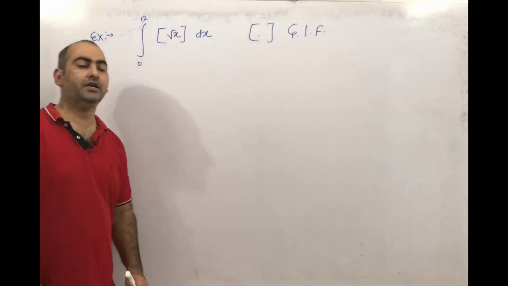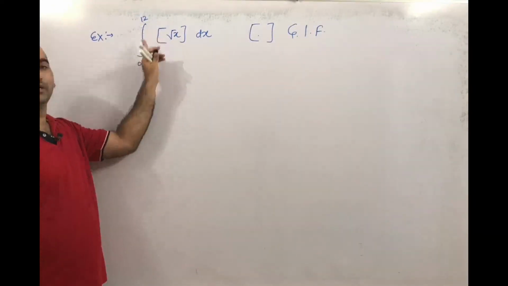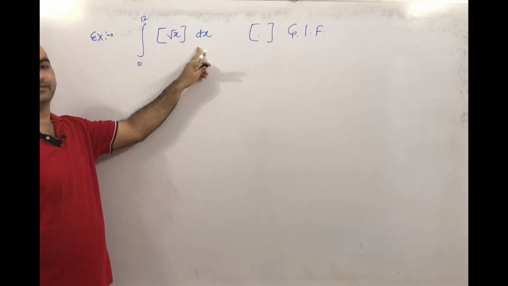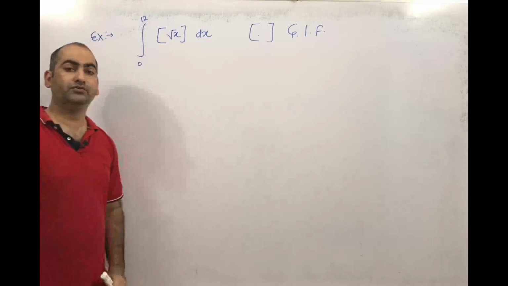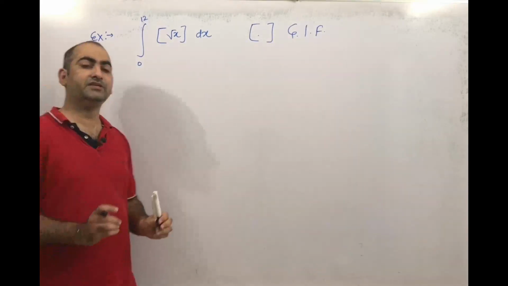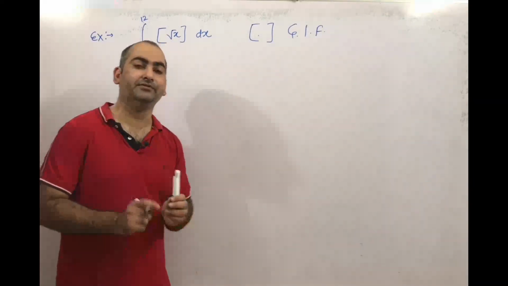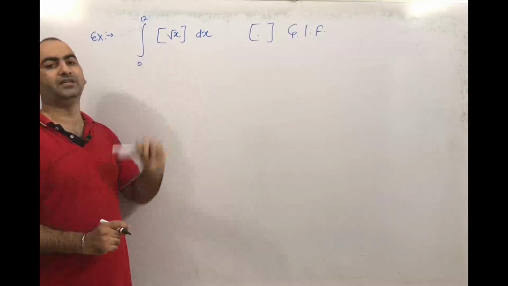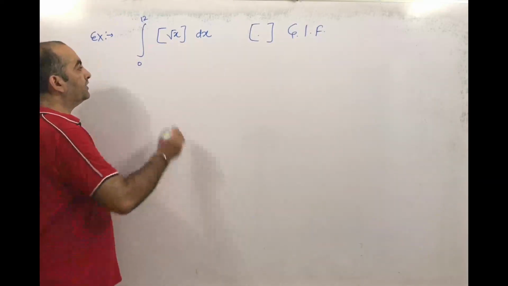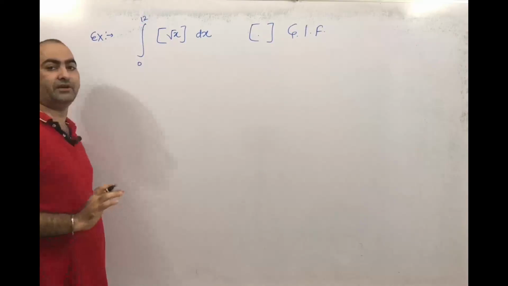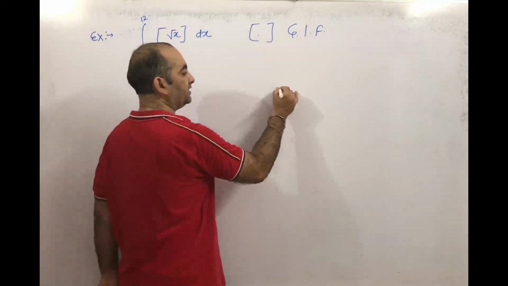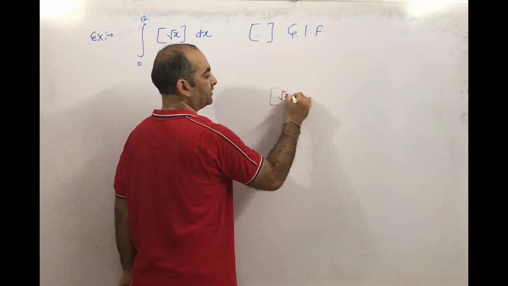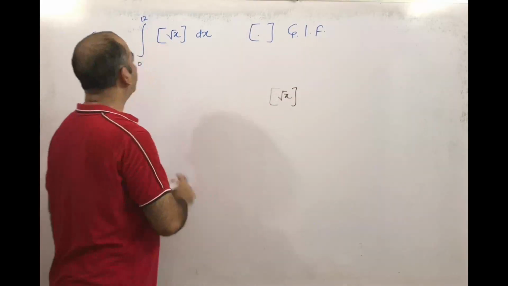Next we are discussing the integration from 0 to 12 of the greatest integer of root x dx. Okay, so this denotes the greatest integer function. We know that the greatest integer function changes its definition when the quantity inside becomes an integer. So first, from 0 to 12, we have to check the definition of the greatest integer of root x.